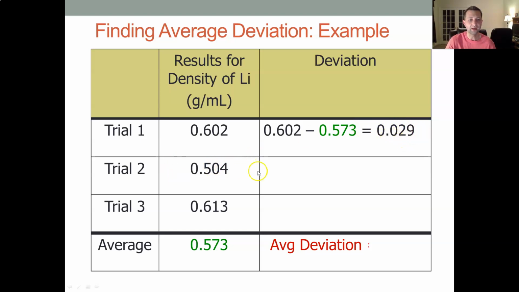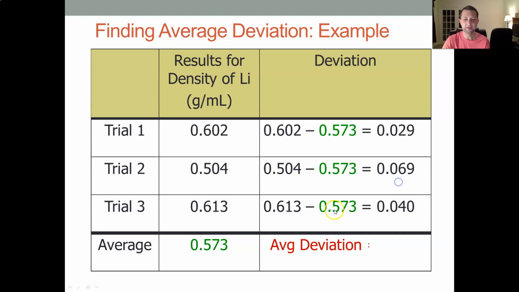Next one, you have 0.504 minus 0.573. Notice how your answer comes out to 0.069, and that looks like it should be a negative number. But again, the deviation is just how far off you are. It doesn't matter in what direction. So you're off by 0.069 in the negative direction, no big deal, okay? I just want to know how far off the results are from the average. Okay, again, 3 decimal places.